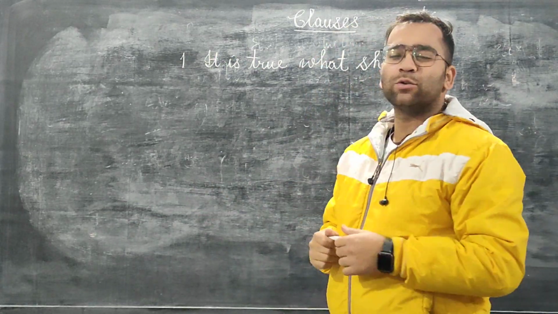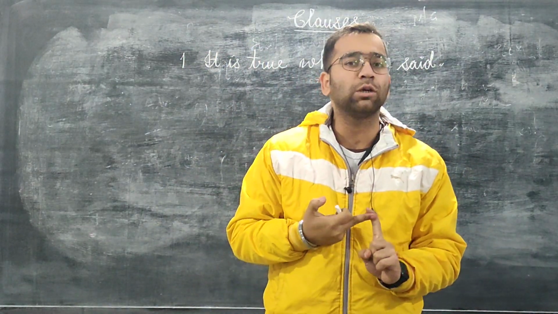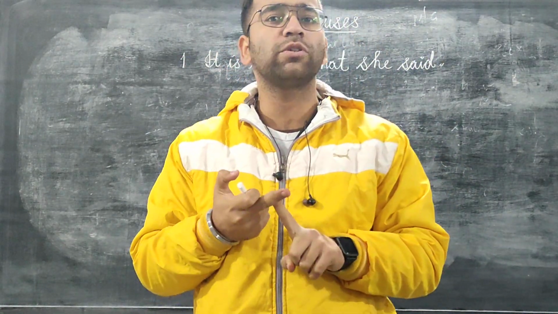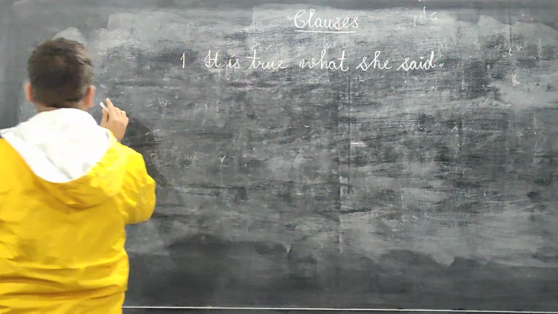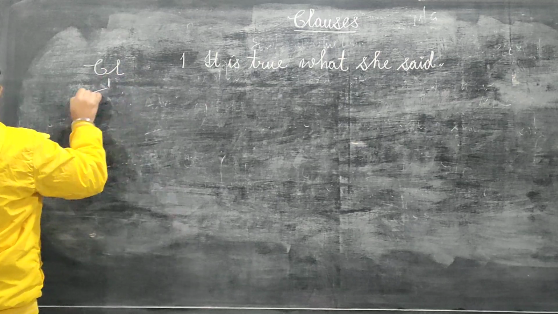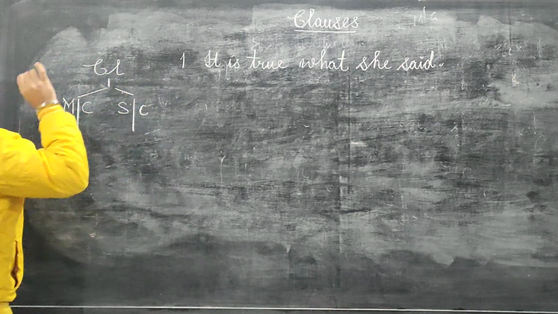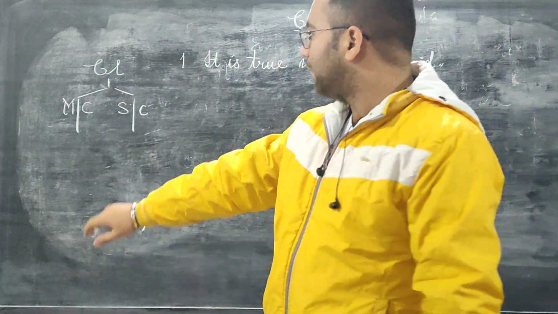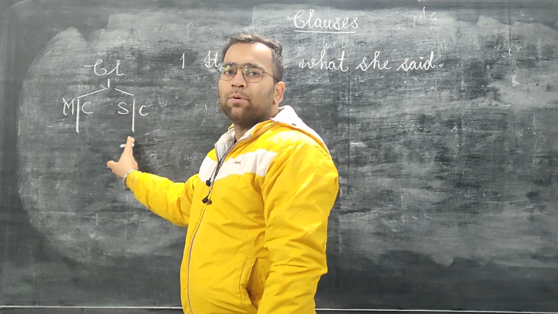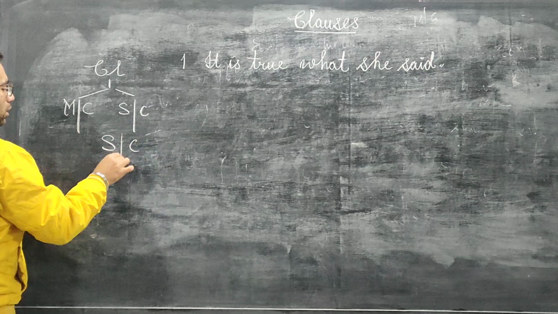In the last two videos, clauses part 1 and clauses part 2, I have explained what clauses are, how clauses are formed, and what the kinds of clauses are. In the last video, I told you clauses are of two kinds, main clause and subordinate clause. Am I right? Today I will elaborate this part.